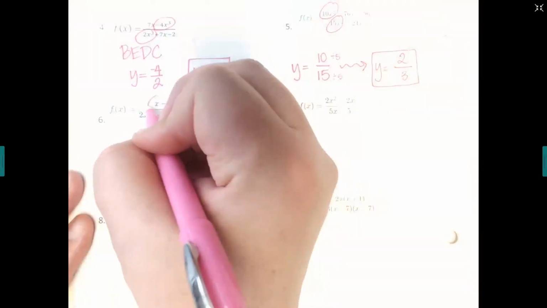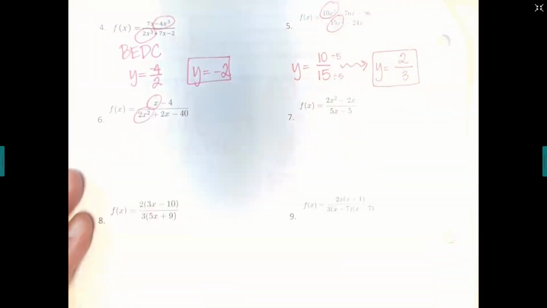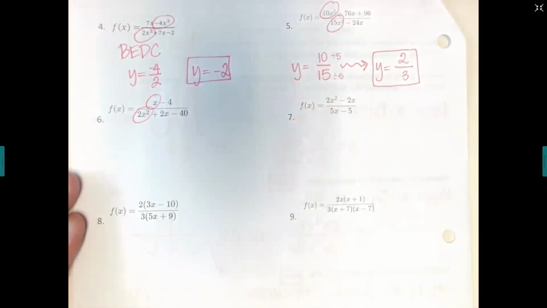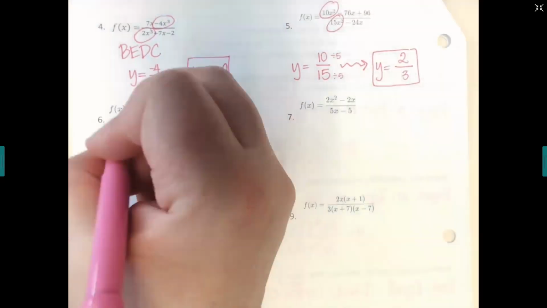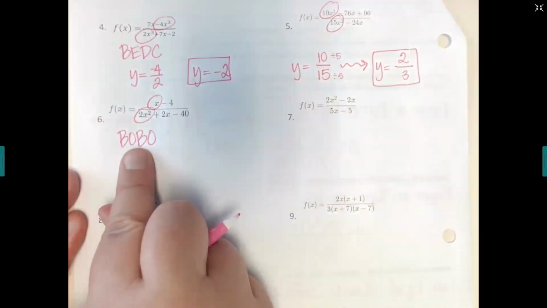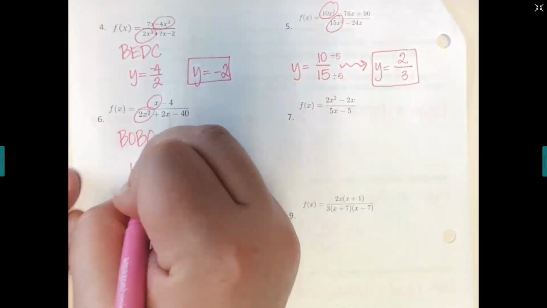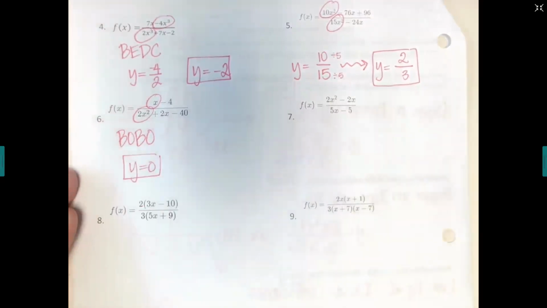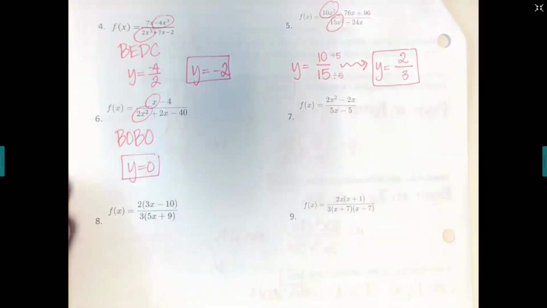It is a BOBO because it's a regular x versus an x squared. x squared wins and it's on the bottom. So remember what BOBO stands for? Bigger on bottom, ends go to 0. What's number 7? BOBO, BOTN, BEDC.